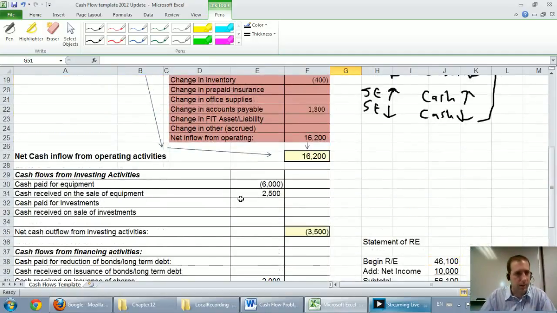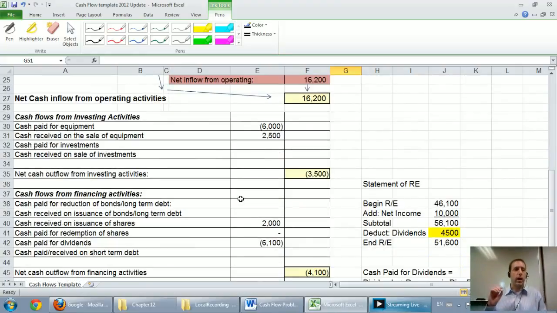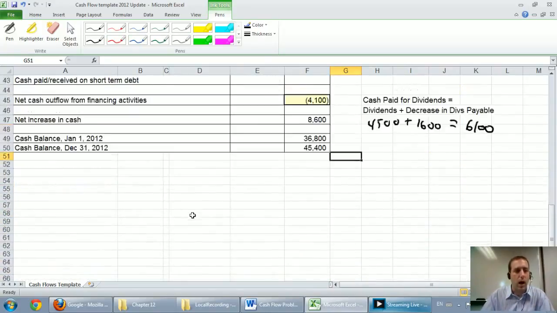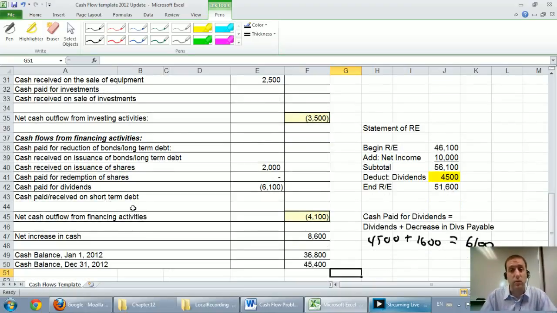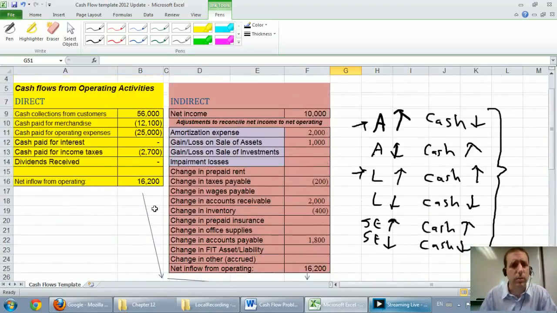We also learned how to prepare the investing section, and that's where you track purchases and sales of long-term assets, mostly equipment, buildings, property, but also investments in other companies would get tracked here. And cash flows from, of course, investing in other companies, and cash flows from long-term assets. The final section is all about long-term liabilities as well as shareholders' equity transactions and dividends. So we learn the operating, investing, and financing sections, how to prepare them, and how a cash flow statement works. Now just a little bit of analysis.